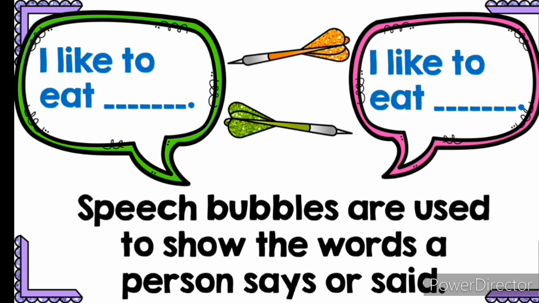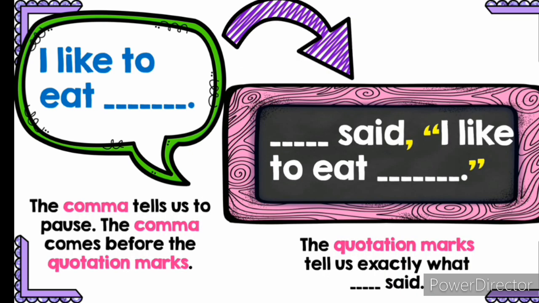Now, speech bubbles are used to show the words a person says or said. Now, Dash said, "I like to eat." The comma tells us to pause. The comma comes before the quotation marks. The quotation marks tell us exactly what he, Dash, said.